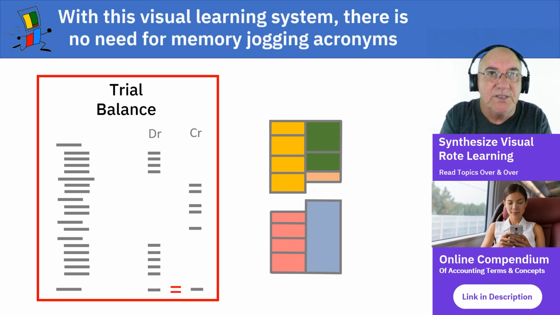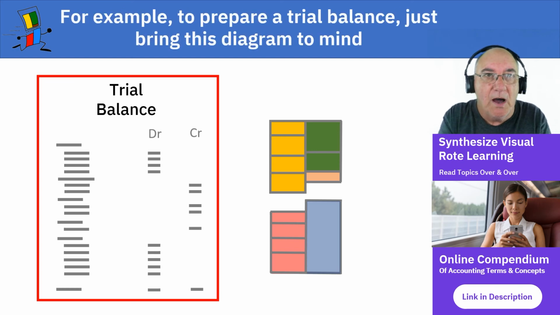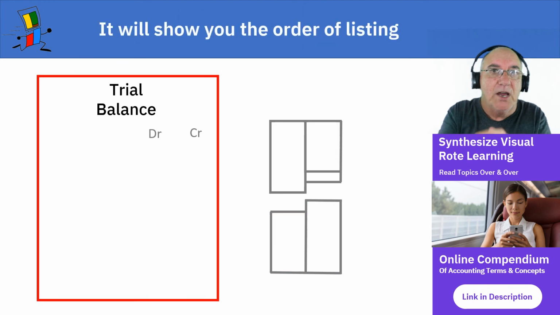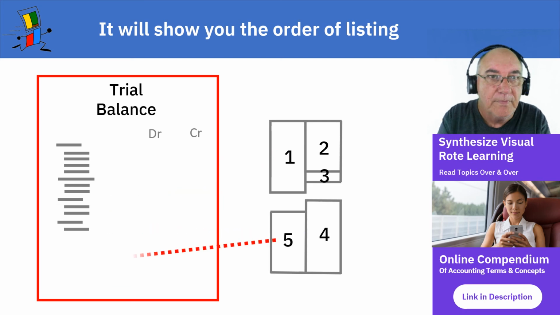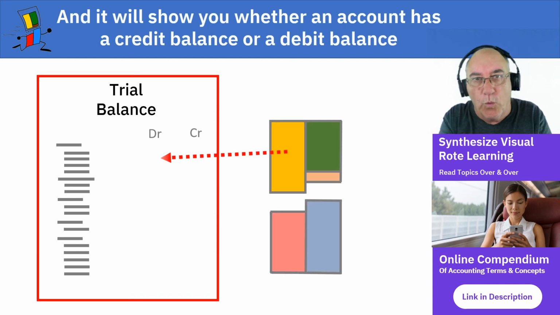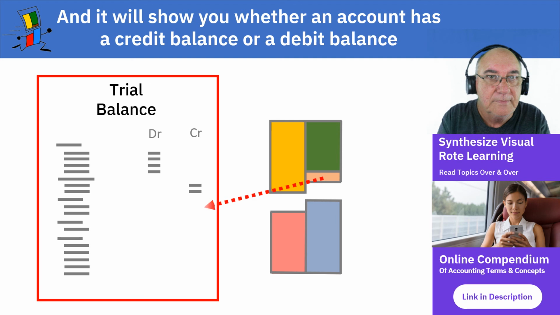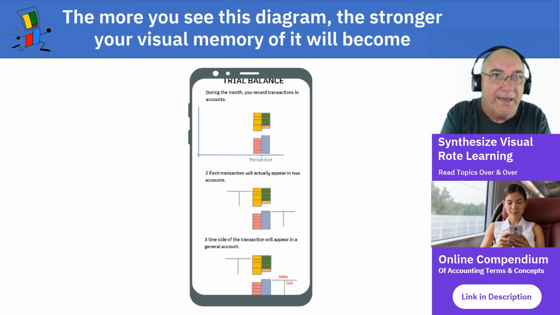With this visual learning system, there is no need for memory jogging acronyms. For example, to prepare a trial balance, just bring this diagram to mind. It will show you the order of listing, and it will show you whether an account has a credit balance or a debit balance. The more you see this diagram, the stronger your visual memory of it will become.